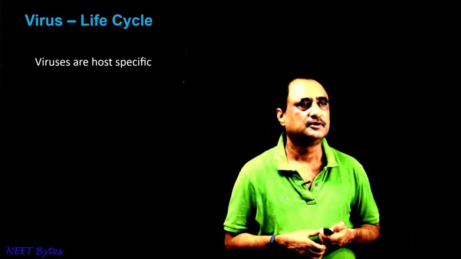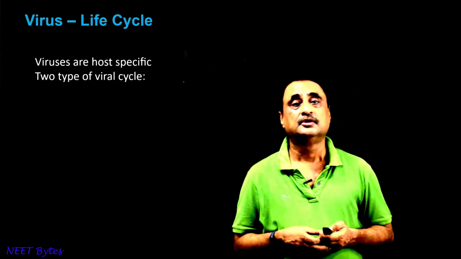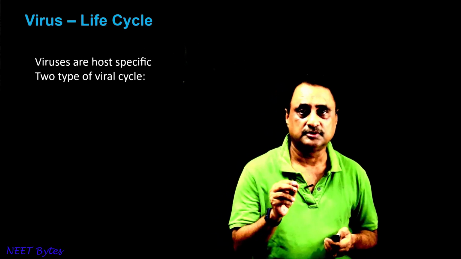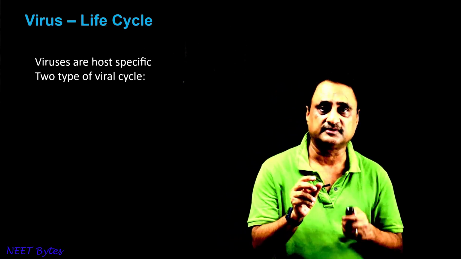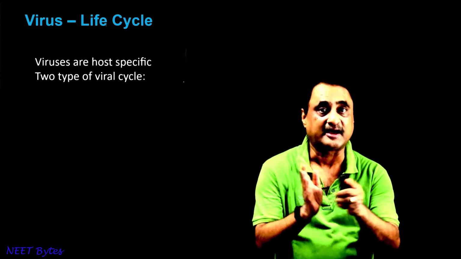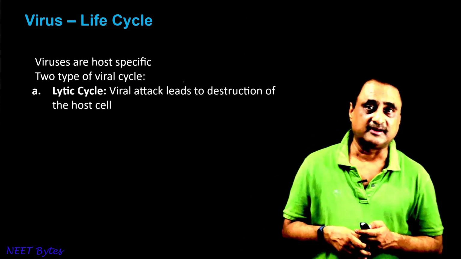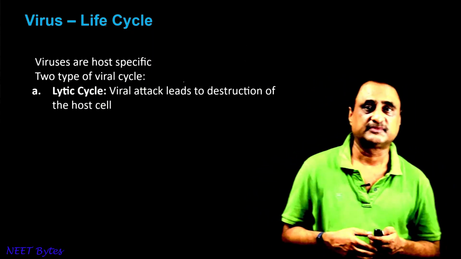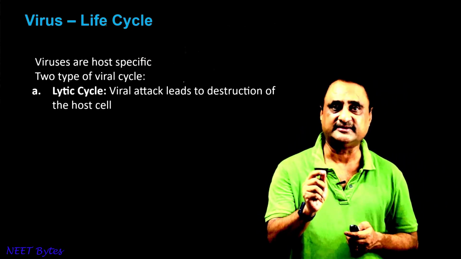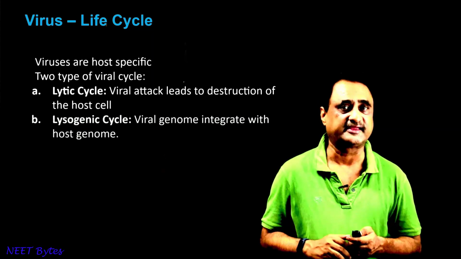So have a look at the virus life cycle. Viruses are host specific. So if you're talking about one particular virus, they infect only the given host. So they are not going to attack the entire set of living beings, right? So there are two types of viral cycle, what we call Lytic cycle and Lysogenic cycle. Now, what is Lytic cycle? Lytic cycle is one when the virus attacks the bacteria, right? And the bacterial cell will eventually get destroyed. This is called Lytic cycle.